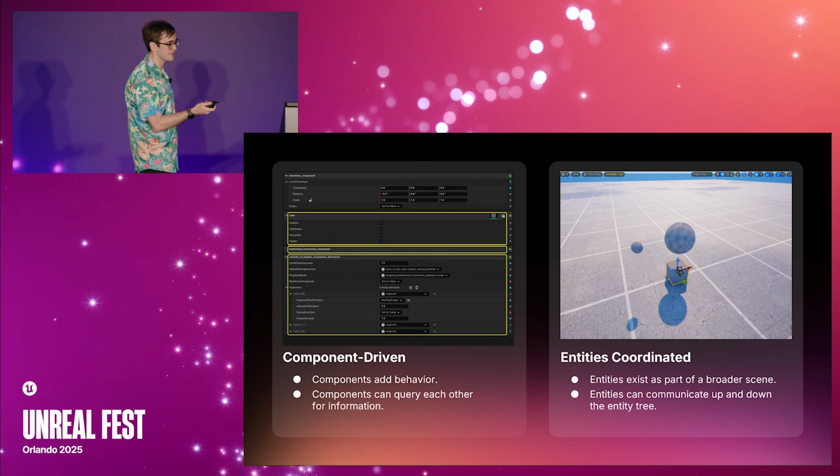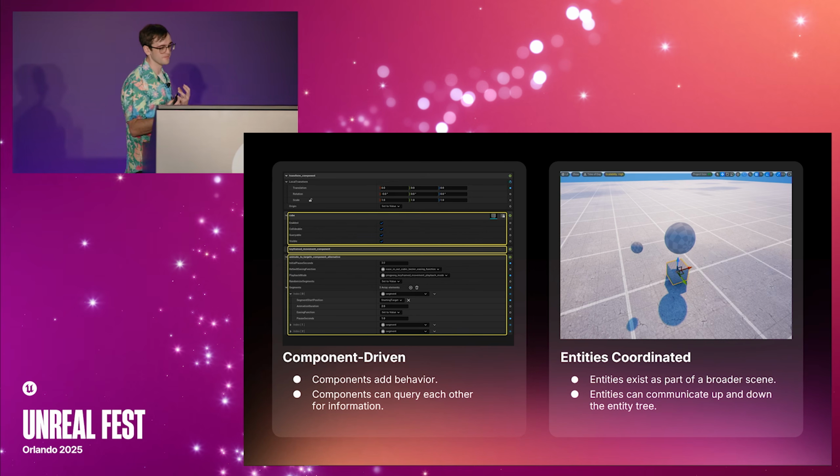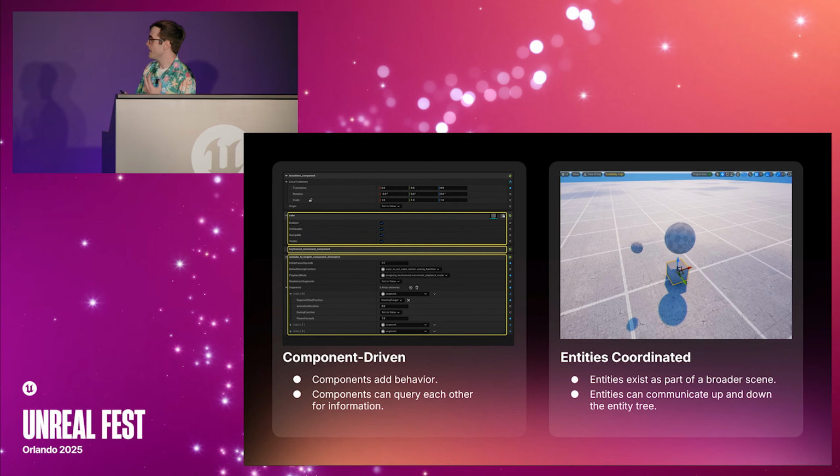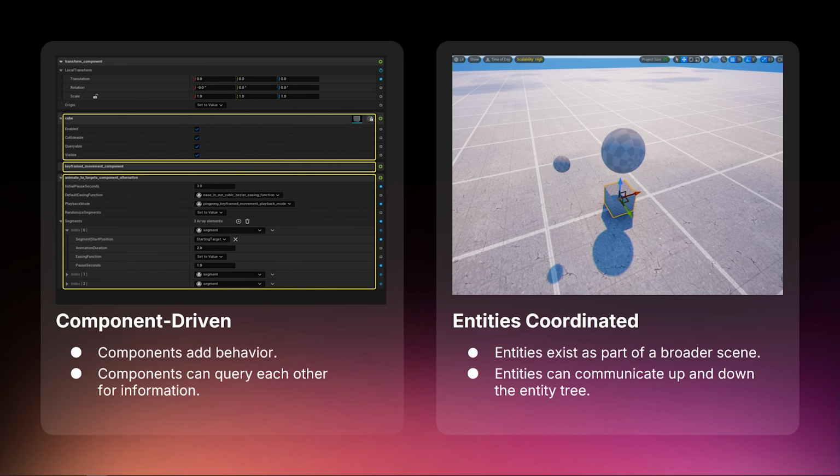This is a component-driven way of looking at things rather than a verse device-driven way. Components add behavior, they hold data, and this allows them to query each other for information, right? Entities are coordinated as part of a larger, broader scene. They don't exist independently of each other. Since everything's organized under the simulation entity, you can do queries up and down the tree for entities to know things about each other, share data, respond to certain events when things happen. Basically just make a significantly more connected experience than you were able to do previously.